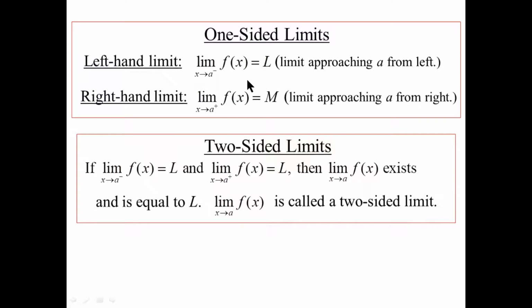Two-sided limits, as x approaches a from the left, it's L, and as x approaches from the right, it's also L. And if that's true, then we can say that the limit as x approaches a, without the proviso left or right, of f of x exists and is equal to L. This limit as x approaches a is called a two-sided limit.